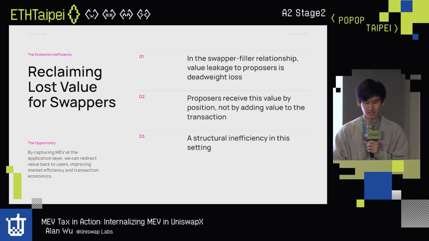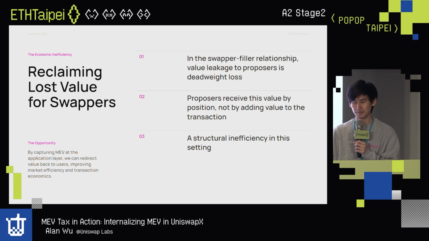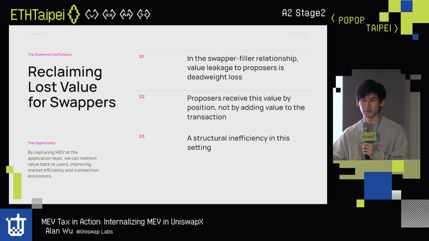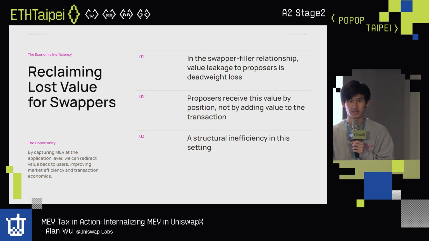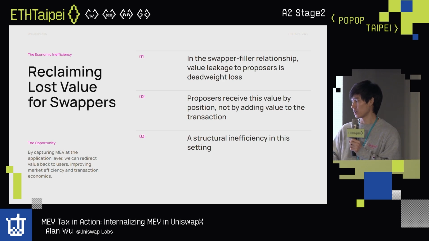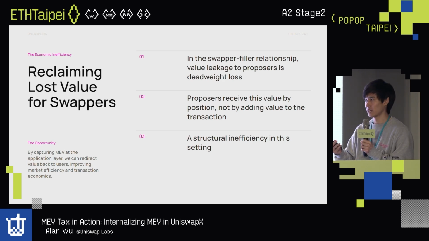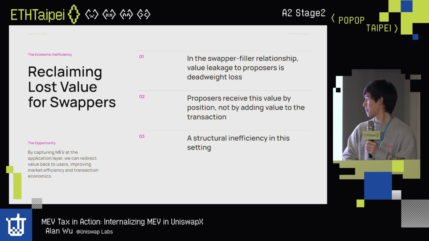And so if we think about a system where we have a swapper and a filler, the counterparties of our trade, this value that's going to the block proposer is a deadweight loss. So this is an economic inefficiency in the context of a trade. And so what this talk is about today is that there's an opportunity for us to take that value that was bound for the proposer and give it back to the swapper.